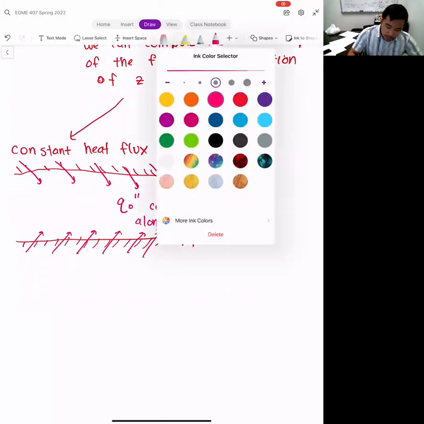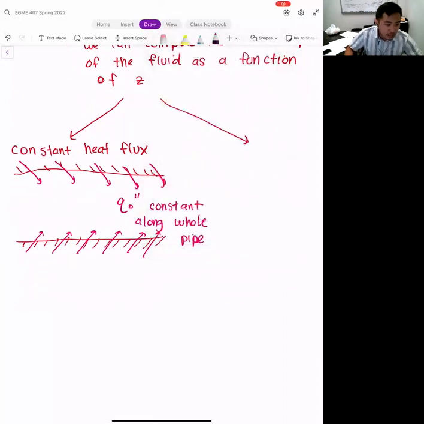Under those conditions, as the fluid flows, we're going to say that the fluid starts at a temperature Ti here, right? As the fluid flows from left to right here, it's going to gain energy from the heat flux that's coming in. For now, we'll assume that the heat flux is going into the pipe.